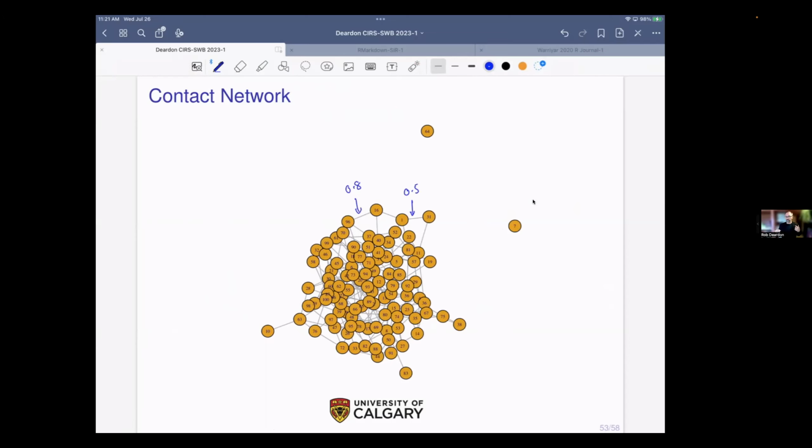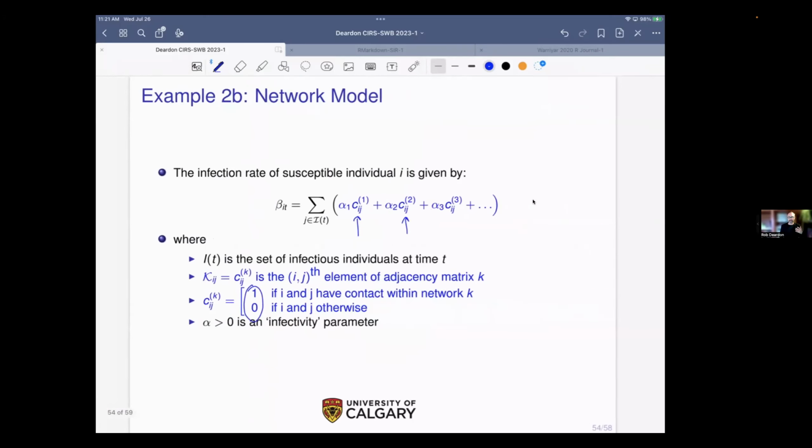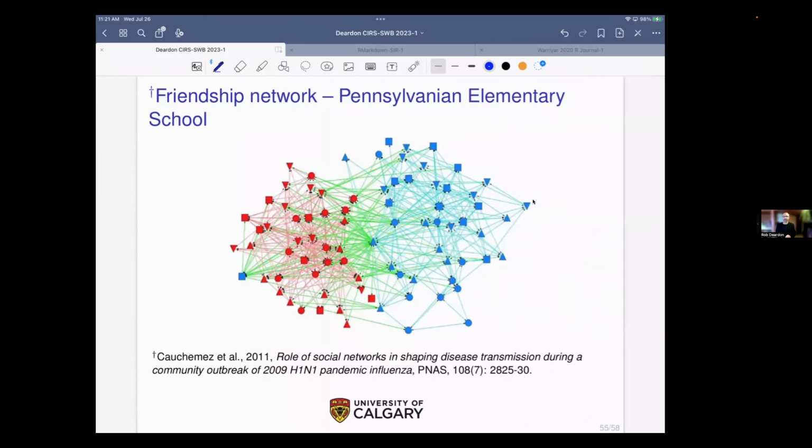And I could make them directional, right? So I could make it so that it's 0.8 going that way and 0.4 going the other way. So maybe individual 96 is more likely to infect individual 16. And so you'd want some different weighting there. So you can make these things much more complicated.